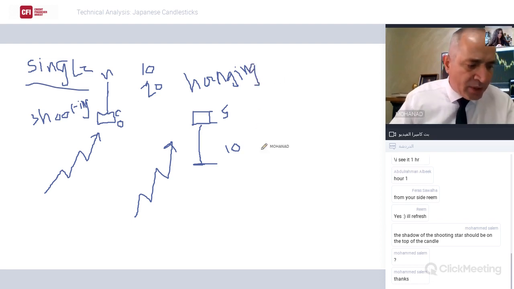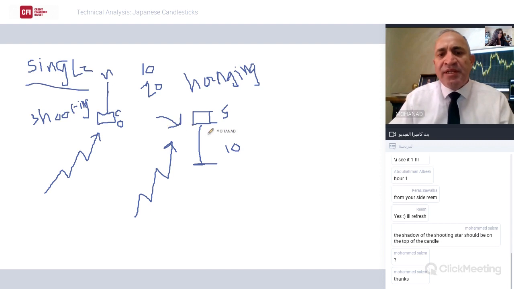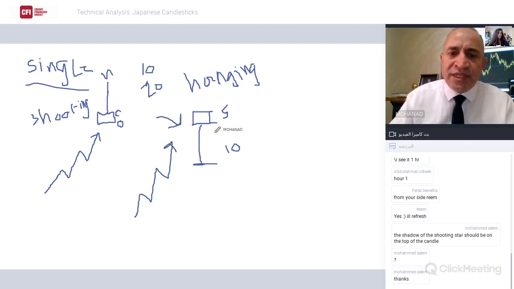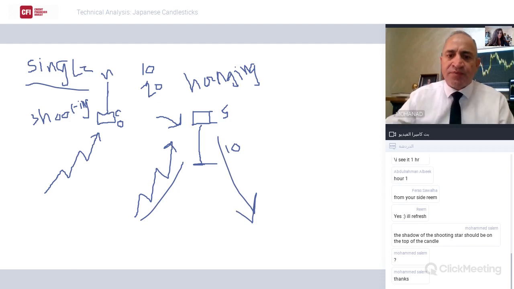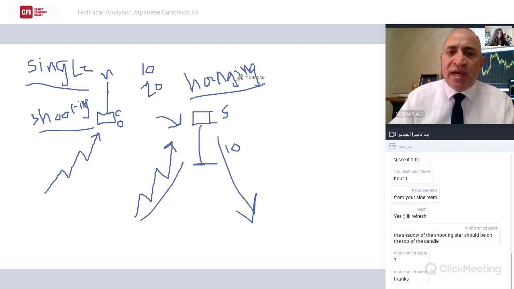Hanging man, okay? So when I see this type of candle at the end of an uptrend, I expect the market will change its direction from uptrend to the down trend. So we can say that the hanging man is a bearish reversal pattern. Yes, the shooting star and the hanging man are bearish reversal patterns. We must see them at the end of an uptrend.